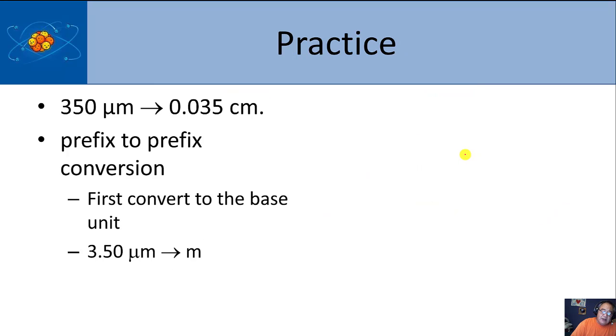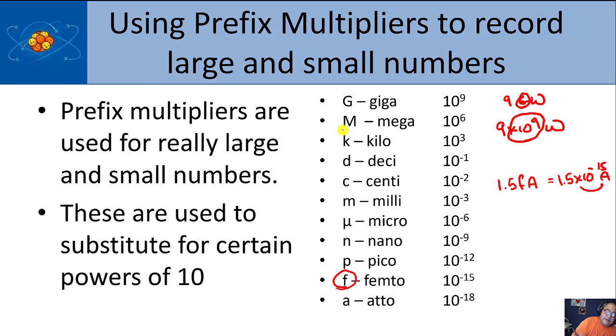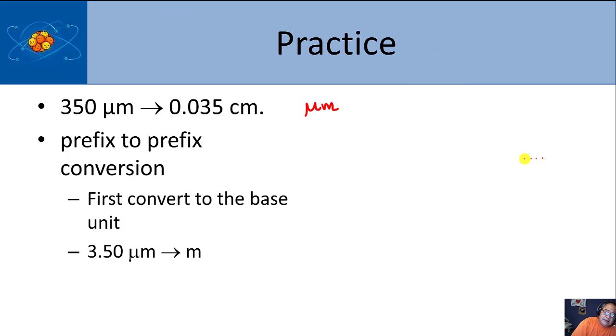Okay, let's do another one. Now what I want to do is I want to go between micrometers and centimeters. So this is what I'd like you to do, at least initially. You're going to write it like this: micrometers, and you go back here, right? And micro means 1 times 10 to the minus sixth. So I can relate micrometers to meters. That's 1 times 10 to the minus 6 is equal to micro. That's a Greek lowercase m.